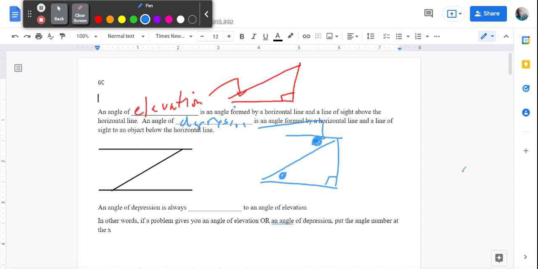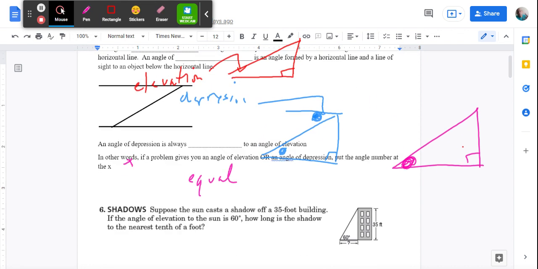Sometimes they'll give you an angle of depression if it's something on top going down. Sometimes they'll give you an angle of elevation if it's something down going up. But whether they give us an angle of depression or elevation, they're always equal. We draw a little right triangle and the little acute theta angle is going to be at the bottom. So whenever we do a word problem involving angles of elevation or depression, we draw a little right triangle that looks like that and put the angle there.